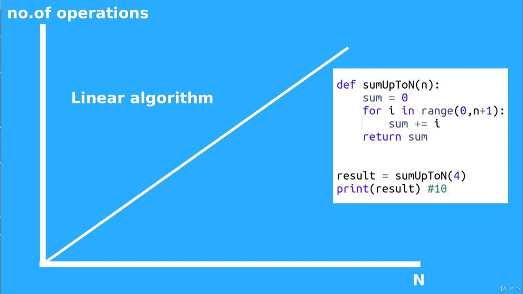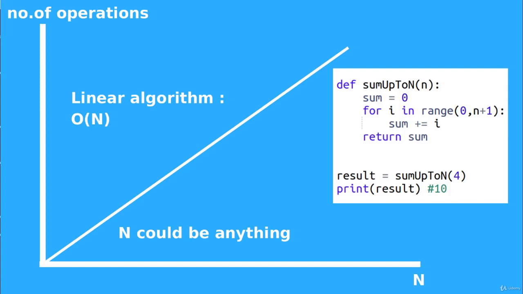Eventually, that would give us the expected answer, which is 10. However, there is an important thing to note here. This is the fact that n can be anything. n can be 4, 5, 100, 1,000, 1,000,000. And as n increases, our number of iterations inside the loop increases.